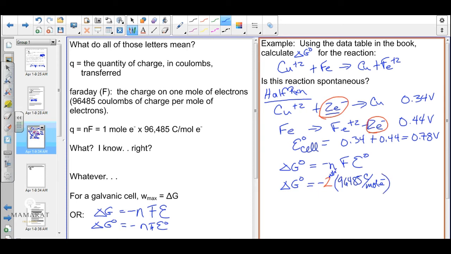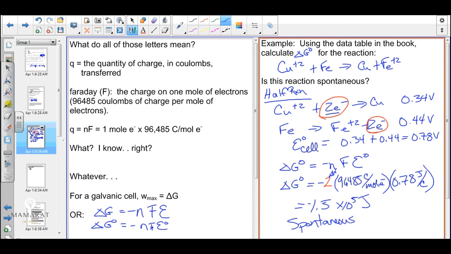And we know that our potential of the cell is 0.78 joules per coulomb. So now here this C is coulomb instead of C as in Celsius. So what does this equal? This equals negative 1.5 times 10 to the 5th joules. This negative sign for the delta G means that it's a spontaneous reaction. So because the potential of the cell is positive and delta G is negative, we know that this is spontaneous.